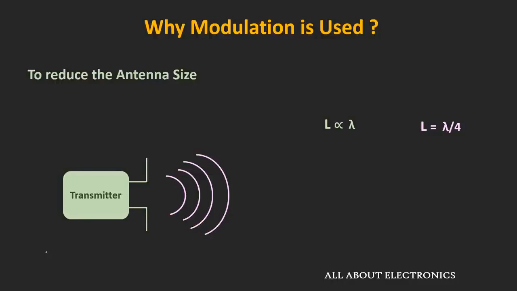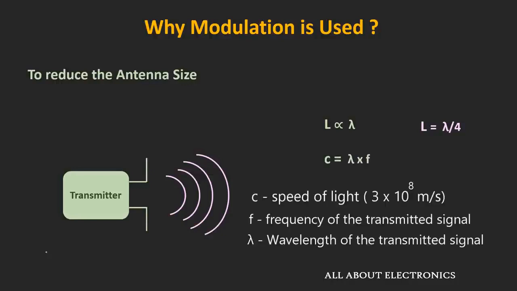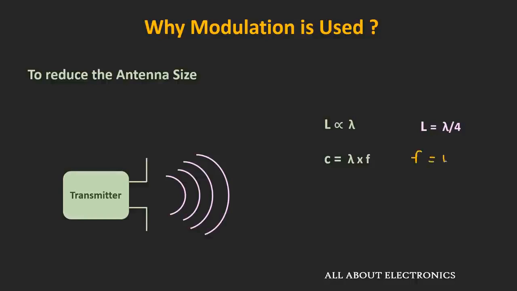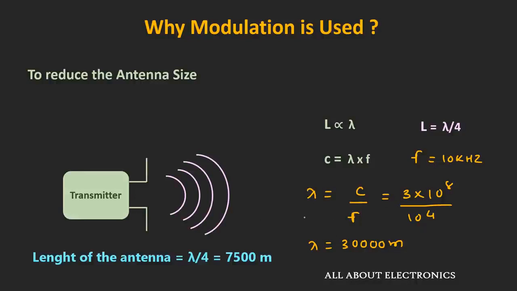Now the relationship between the frequency and the wavelength can be given by the following expression. For example, if the transmitted signal has a frequency of 10 kHz, then its wavelength will be equal to c divided by f, that is 3 into 10 to the power 8 meter per second divided by 10 kHz. If we calculate the wavelength, it comes out as 30,000 meter. And if the size of the antenna is a quarter of the wavelength, then the length of the antenna will come around 7500 meter. And this size is actually impractical, right?